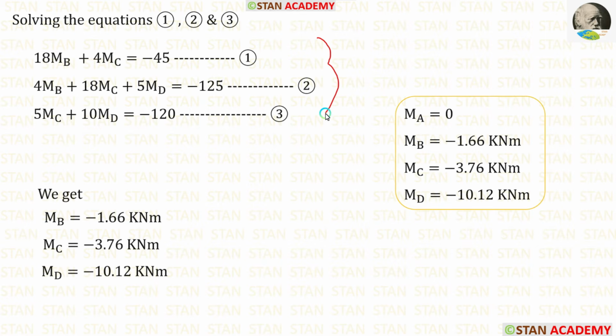Now, we can use the calculator and find out the final moments. I have used the calculator and got the final moments. We already know MA is equal to 0, MB is equal to minus 1.66 kilonewton meter, MC is equal to minus 3.76 kilonewton meter, MD is equal to minus 10.12 kilonewton meter. So in this analysis, we have calculated all of the moments.